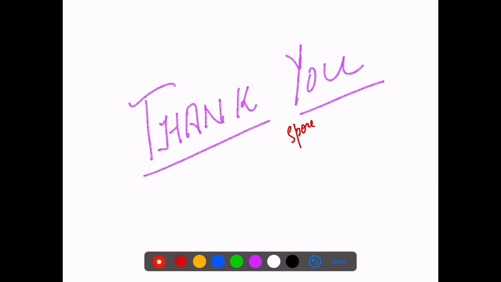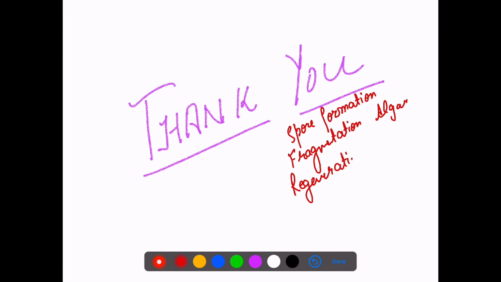So here we have discussed three concepts today. First is spore formation, the example is Rhizopus. Then we studied fragmentation, where the best example you can quote is the algae Spirogyra. Then we discussed the two types of regeneration, where the example you can quote is planaria as well as hydra. So this is all about today's lecture, and next we are going to talk in detail about regeneration.